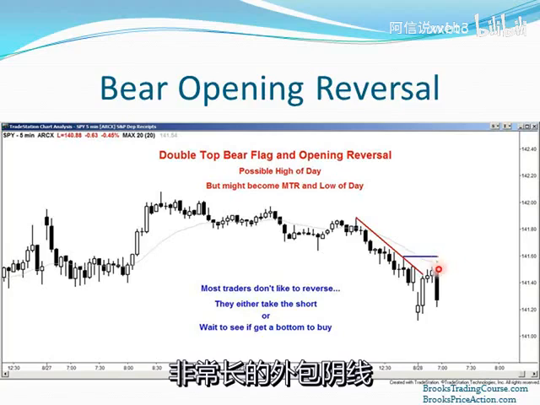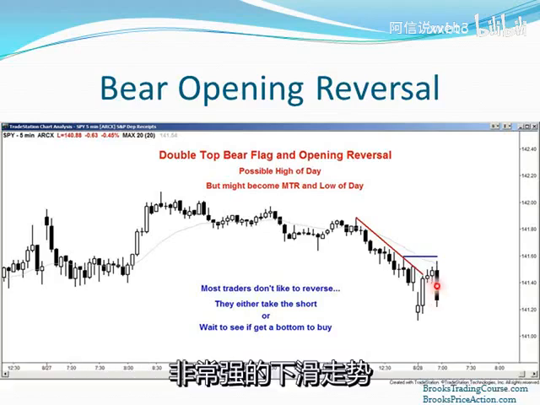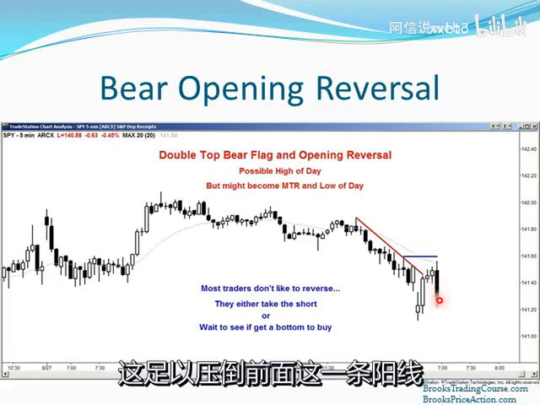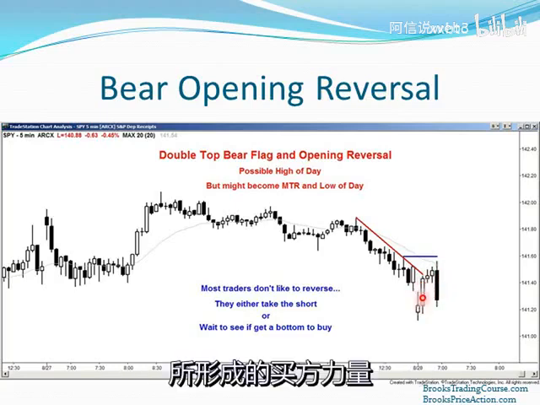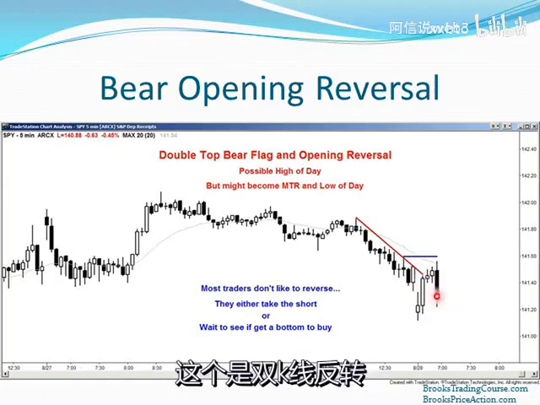And this is what we have: a very large bear outside down reversal bar, a big gap between the close of the bar and the low of the prior bar. So a pretty strong bear move, and this is enough to erase the buying pressure that we had with this big bull bar. So we have big up and big down.